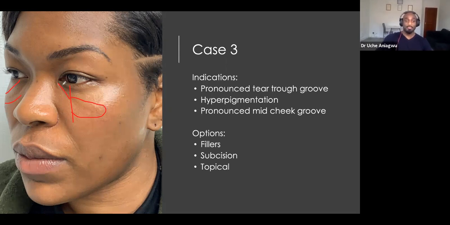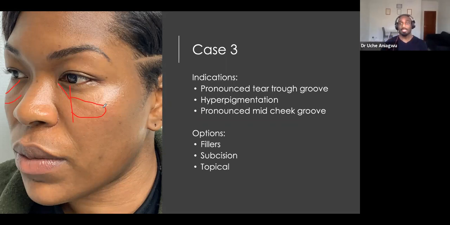So you can target the filler in this region, or the tear trough groove in this region, by using fillers, tiny amounts. We're talking like 0.1 probably for her, very tiny amounts. But what do you do about this here, this mid-cheek groove? Okay, so it works the same way.